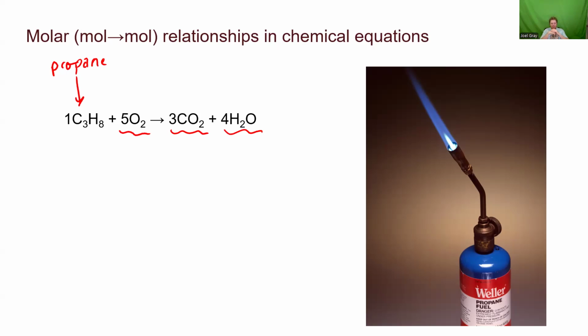Now, that process is very tightly controlled. It's a perfect ratio. It's a perfect balance. And with that, I want to ask you this question: what if you had 12 C3H8s?